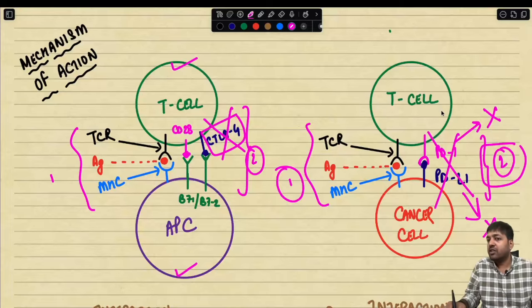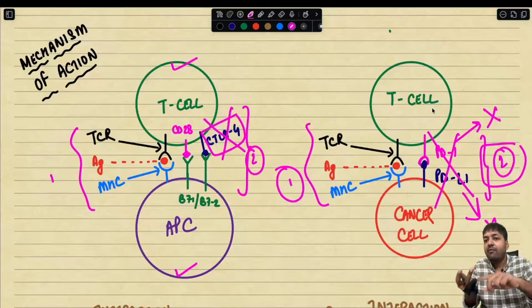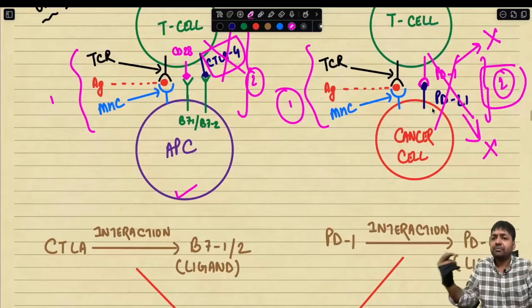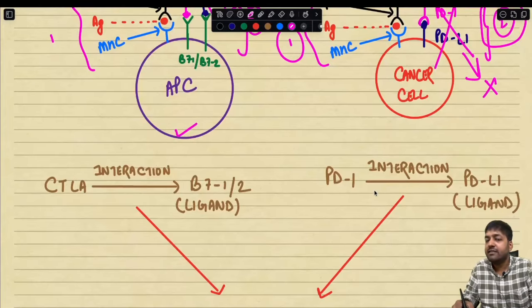unchecked T cell activation. So there will be T cell activation, and this T cell is going to go and kill the cancer cells. So in both conditions, we have to block those receptors which usually inhibit the T cell response. So we are inhibiting CTLA4, PD1 or PD-L1. As a result, the T cell is activated unchecked, and it can kill the cancer cells very effectively.